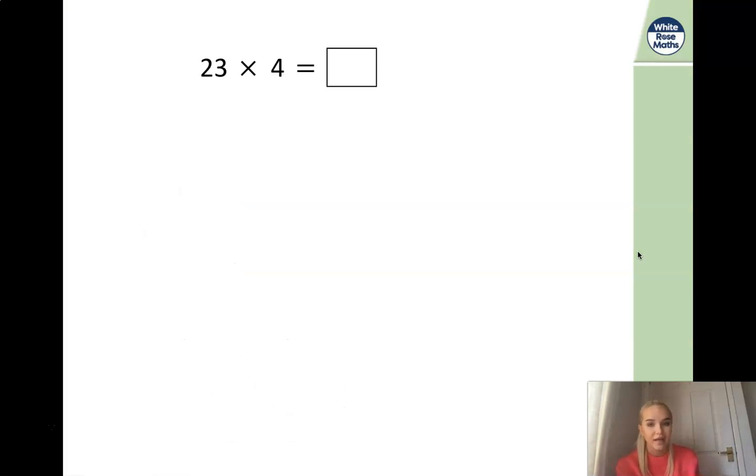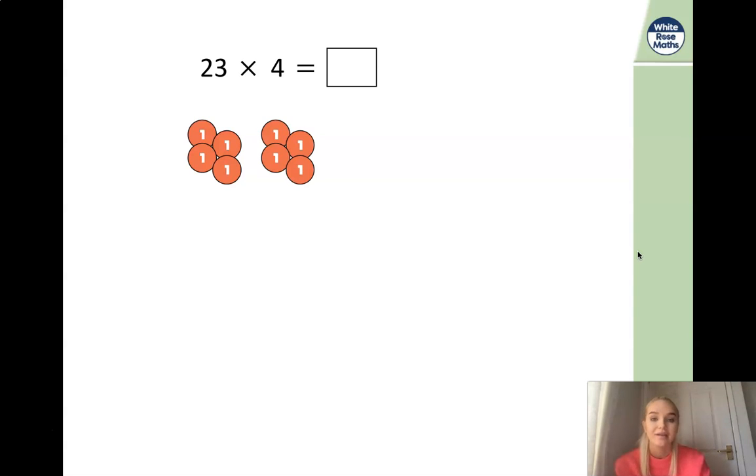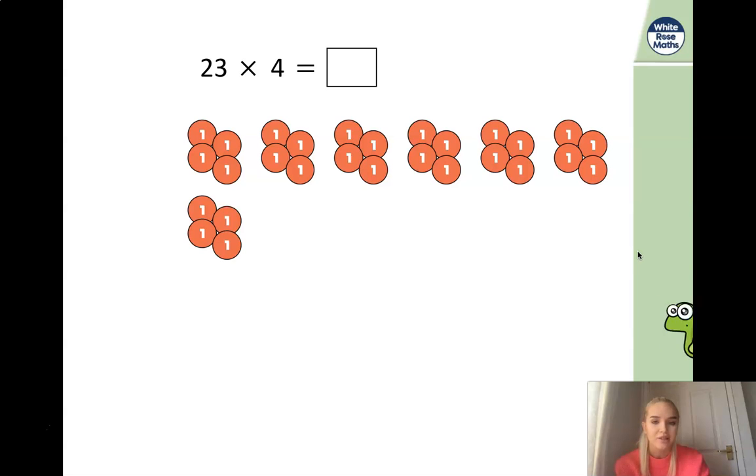Okay then, let's start the lesson on written methods. So we want to work out 23 multiplied by 4, and I'm going to show you a way that we can do this now. We can use place value counters to help us, and we can have a go at making 4 with our place values and adding these together 23 times. Let's see how we get on.